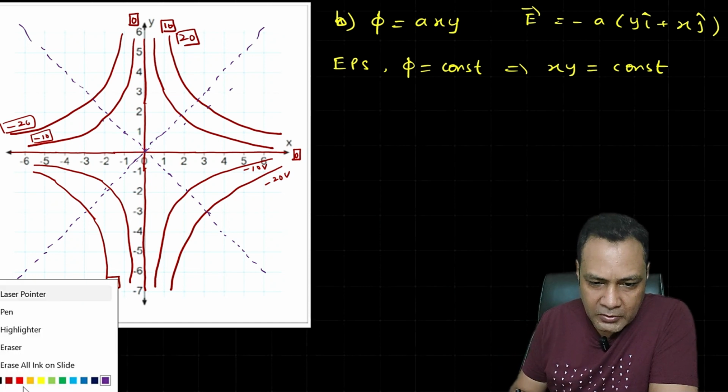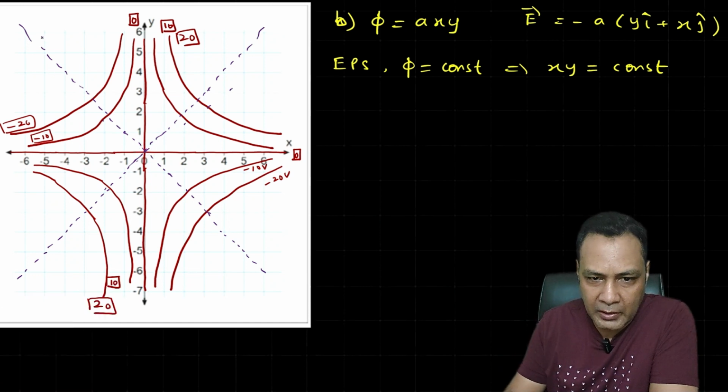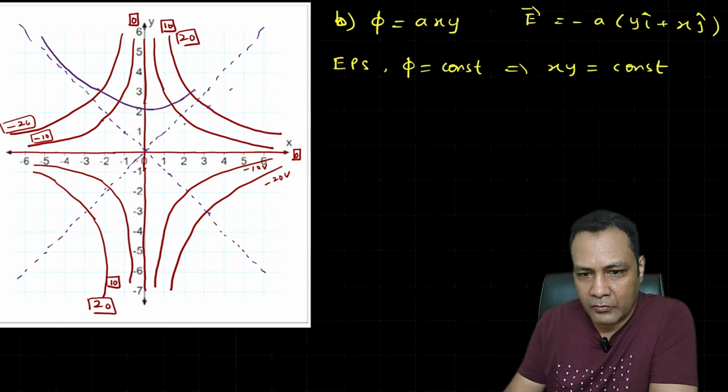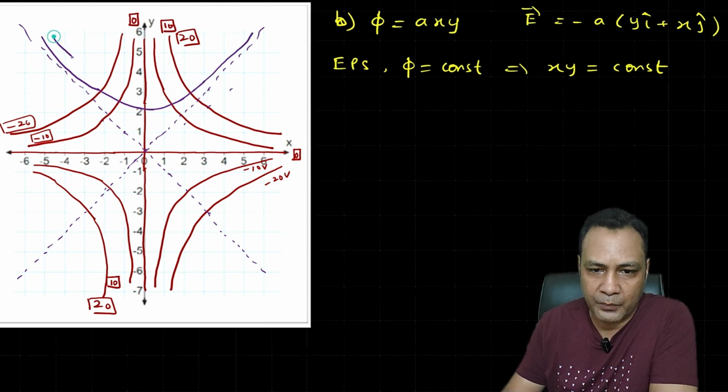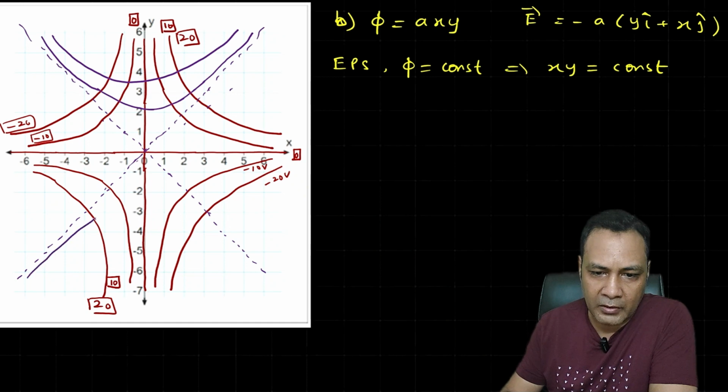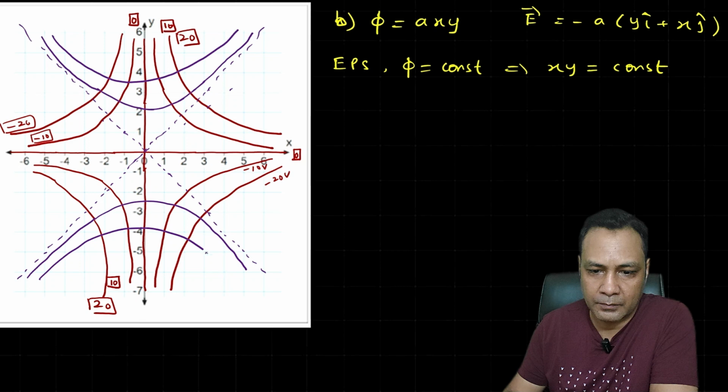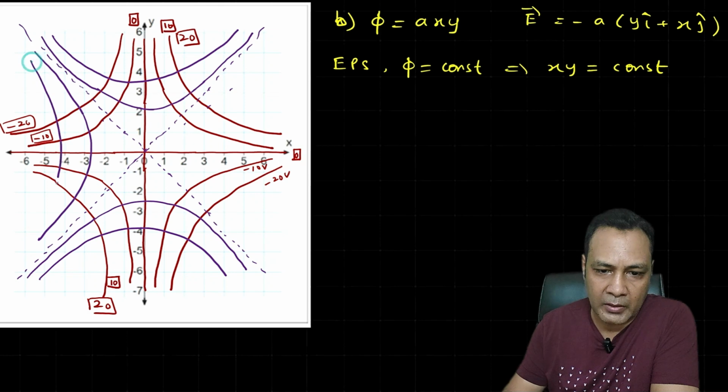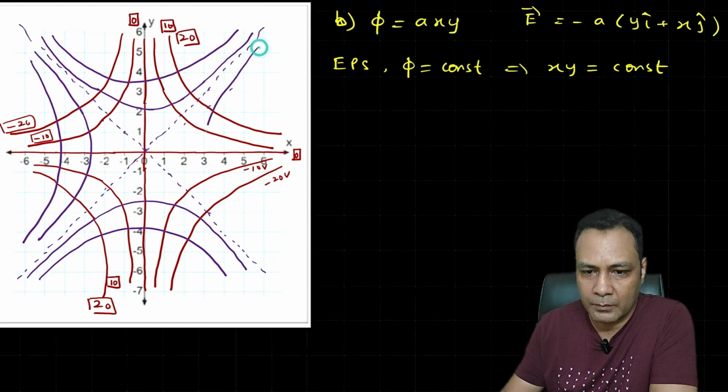So for the other points, the electric field line would be like this. Here the electric field line, keeping in mind that it will always be perpendicular to EPS. So the electric field lines would be like that here. The electric field line will be like this here, like this here. On this part it would be like this. On this part it will be like this. In the same way here, like this.